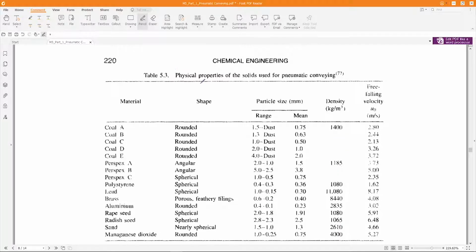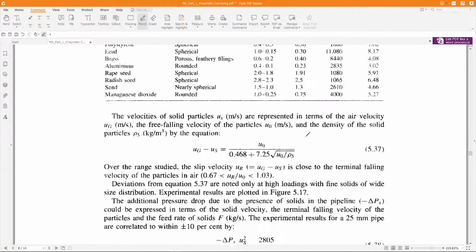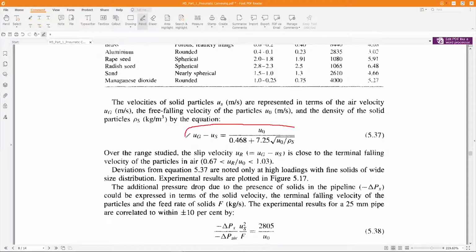This table gives you the physical properties of solids used for pneumatic conveying. So coal A, the shape is rounded and the particle size is around 1.5. And dust particle, mean particle size is like 0.75 mm. Density is 1400 kg per meter cube, and terminal velocity, or free falling velocity, is 2.80 meter per second. This is the correlation to predict the solid particle velocity.